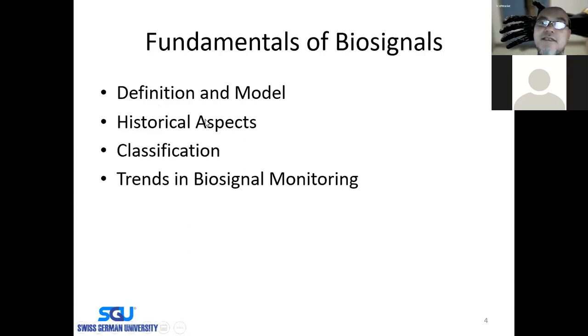So after we study the history and the classification, we look at what the trend is in monitoring biosignals, in which sensors will play an important role in the monitoring, detection, and diagnosis of biosignals.